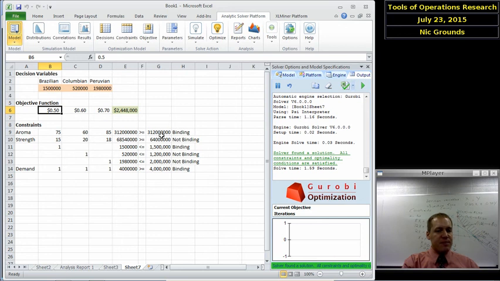And then the last binding constraint was the aroma constraint, which basically said, if you're going to use that many Brazilian beans, you need a certain amount of Peruvian beans to offset the Brazilian and Colombian beans to give you the minimum aroma rating of 78, a mixture of 78. So those are the 3 binding constraints. That's the pattern, and the optimal objective is $2.4 million, roughly.